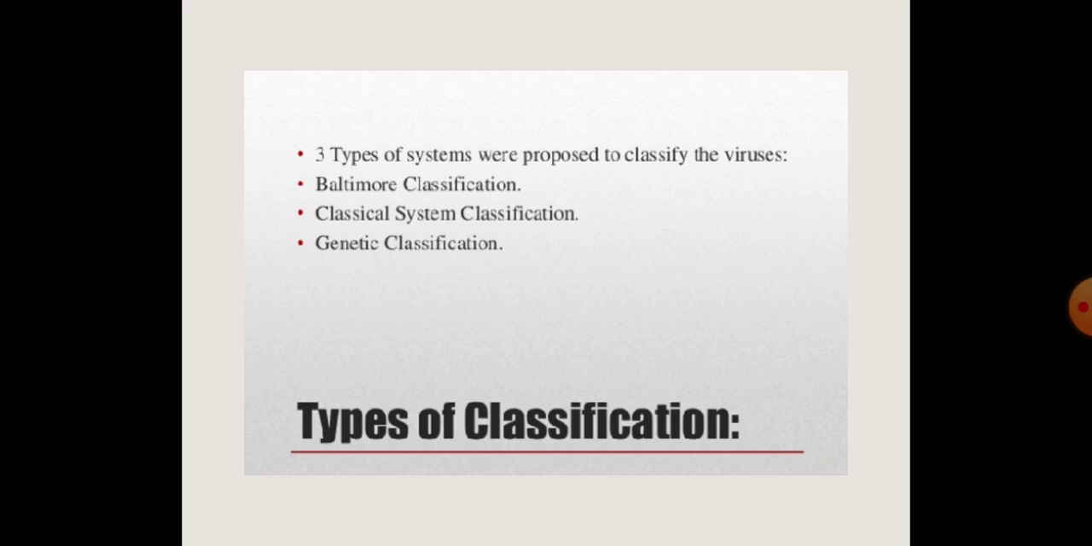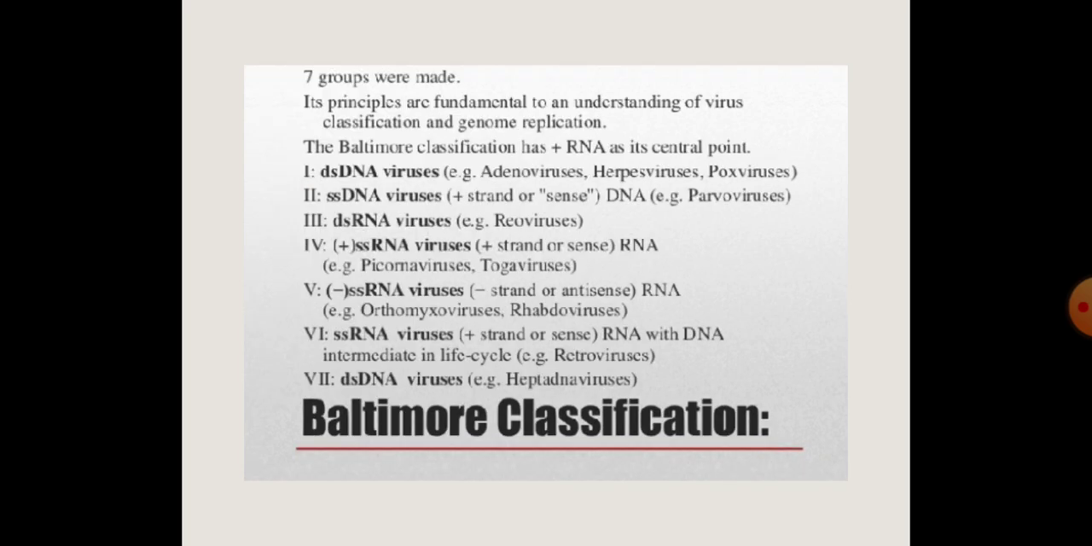The first one is the Baltimore classification. In 1971, David Baltimore classified viruses based on the mechanism of RNA production and the nature of the genome. This was mostly based on the genome. The second one is the classical system of classification, and the third one is genetic classification. First, a detailed study of the Baltimore classification.